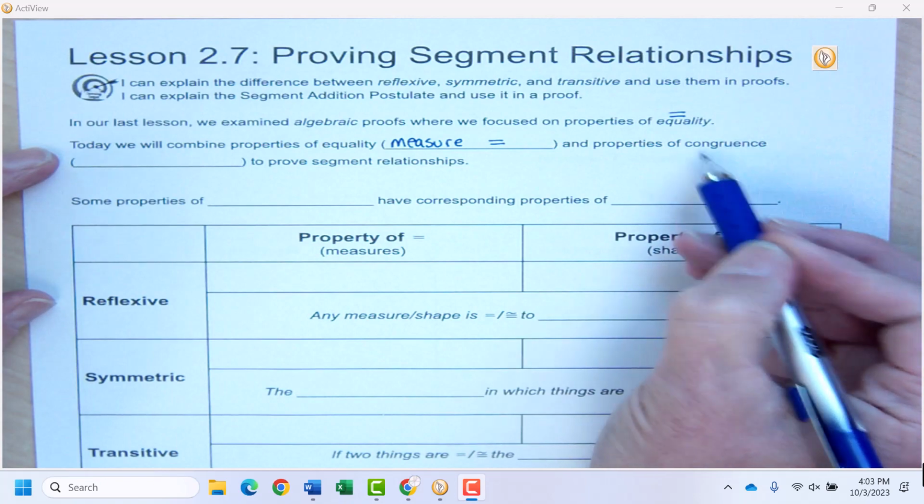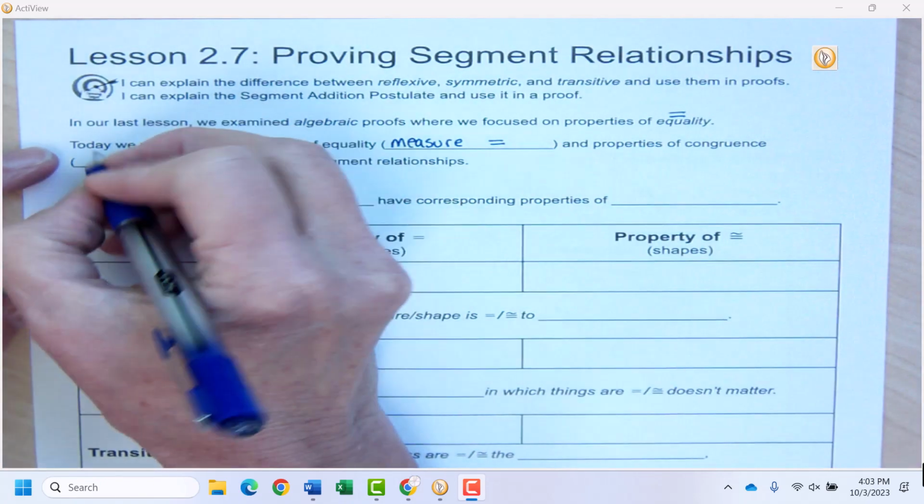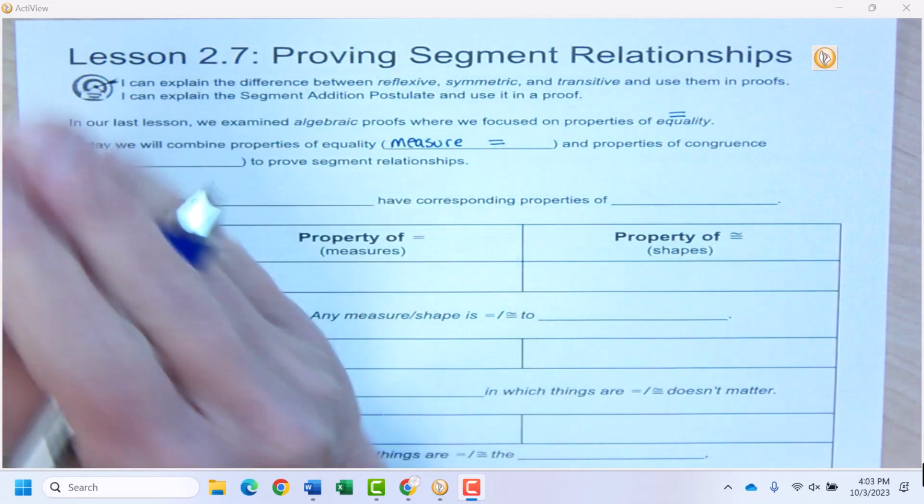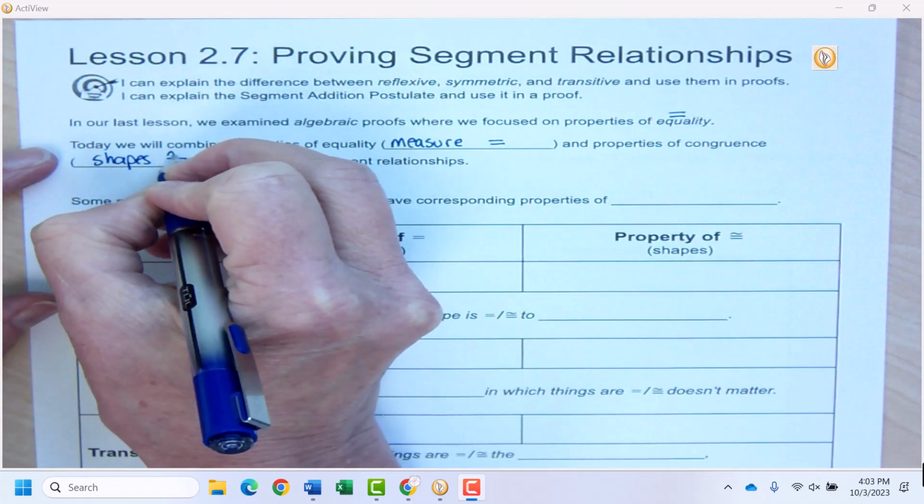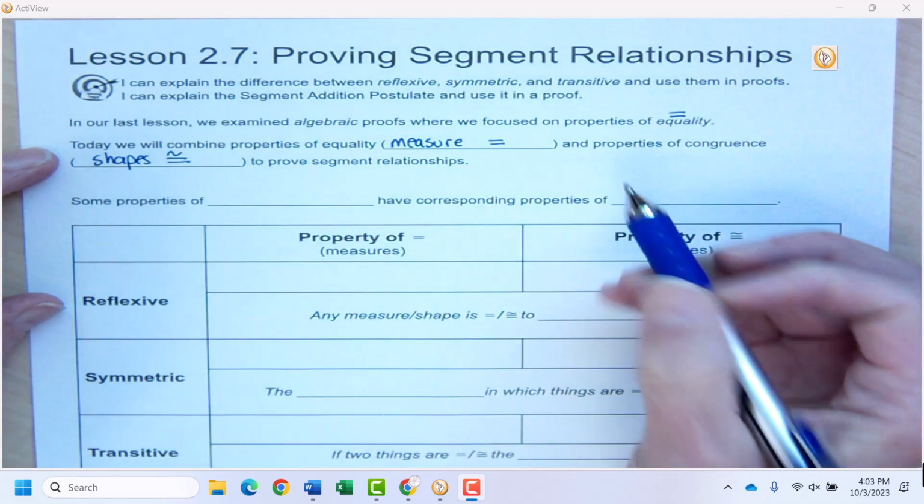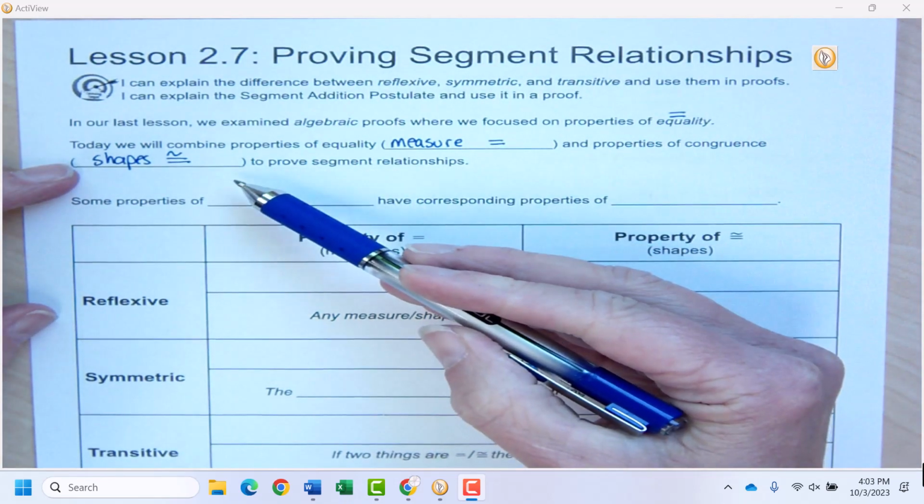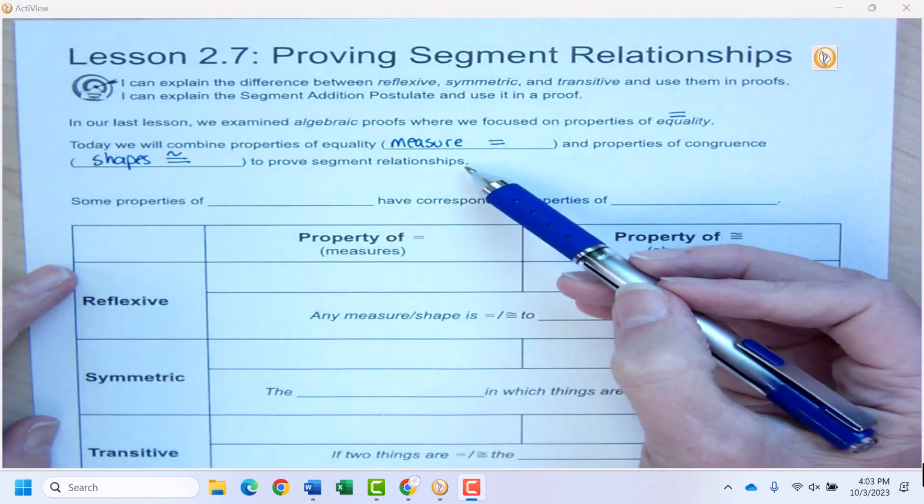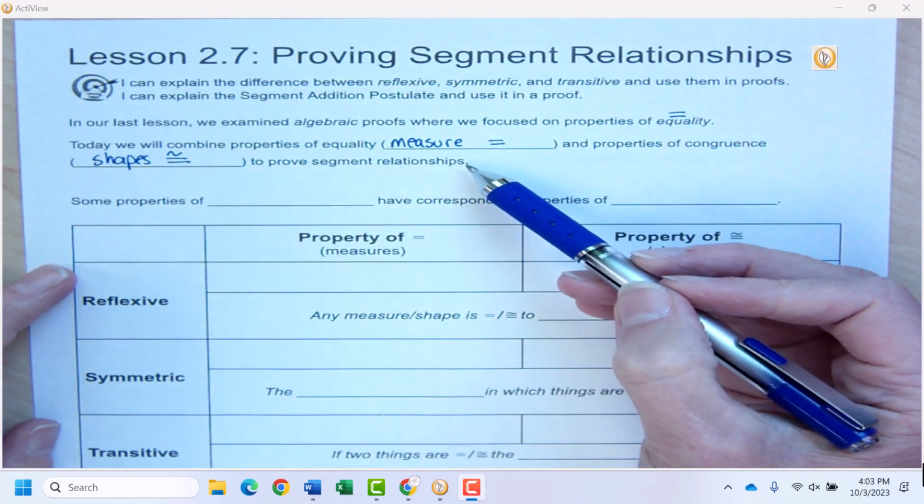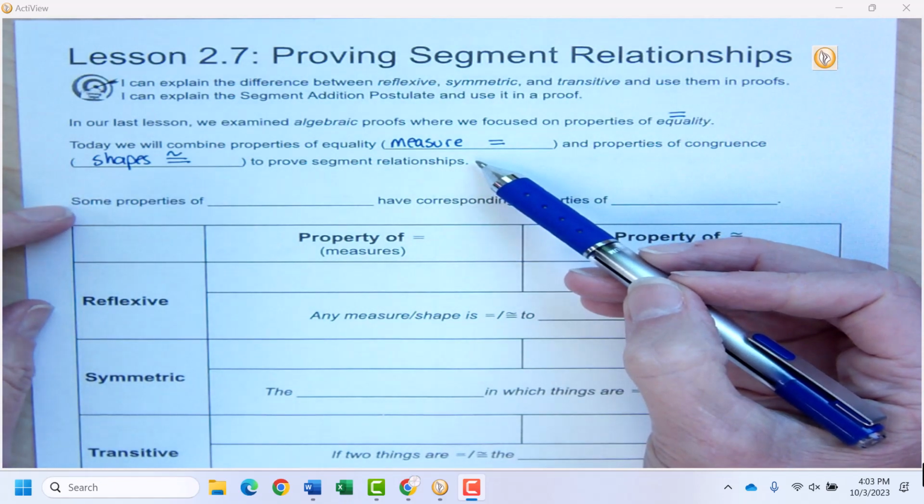Remember, congruence is about shapes. Shapes aren't equal. Shapes are congruent. We always have to keep that in mind in geometry. And we're going to use those properties of equality and properties of congruence to prove segment relationships, relationships that we'll see all year long in our proofs.